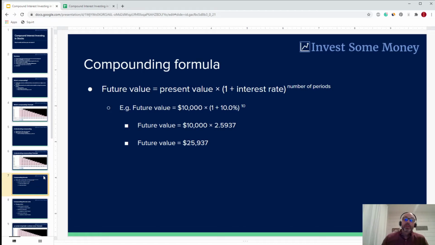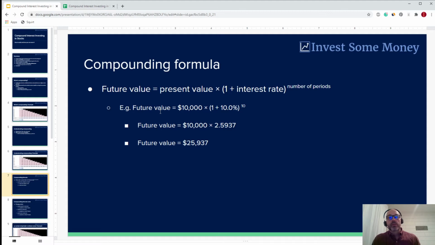Okay, so to get even a little more technical, and bear with me here, the math's a little advanced, but for the most part, it should be manageable. We're dealing with adding, multiplying, and then taking things to the power of, in this case, the number of periods. So the formula is future value equals present value times 1 plus the interest rate to the power of the number of periods. It might sound like a lot, but it is pretty simple.